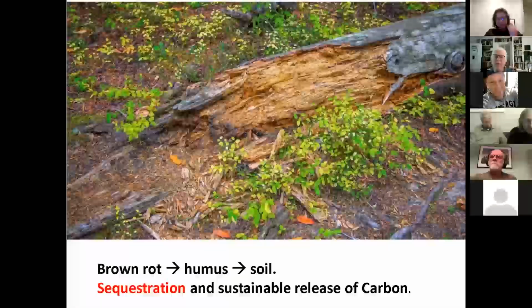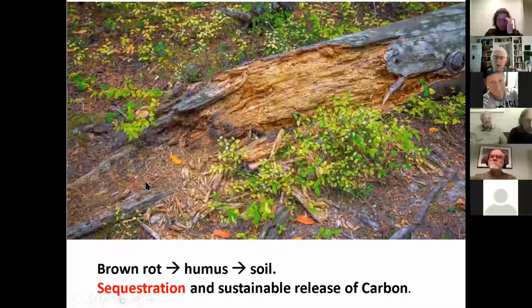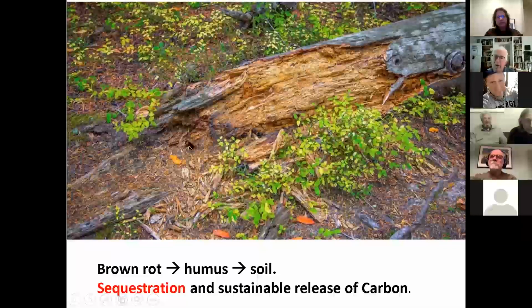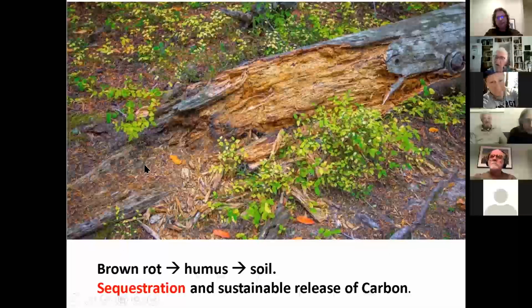In time, that rot will break down and make the soil. So brown rot fungi are really good for building up humus in the soil. And I've already mentioned sequestration. They take the carbon which is stored here, and rather than releasing the CO2, they move it into the soil where it's there as humus, a sustainable release. So it's a nice long-term solution for this.